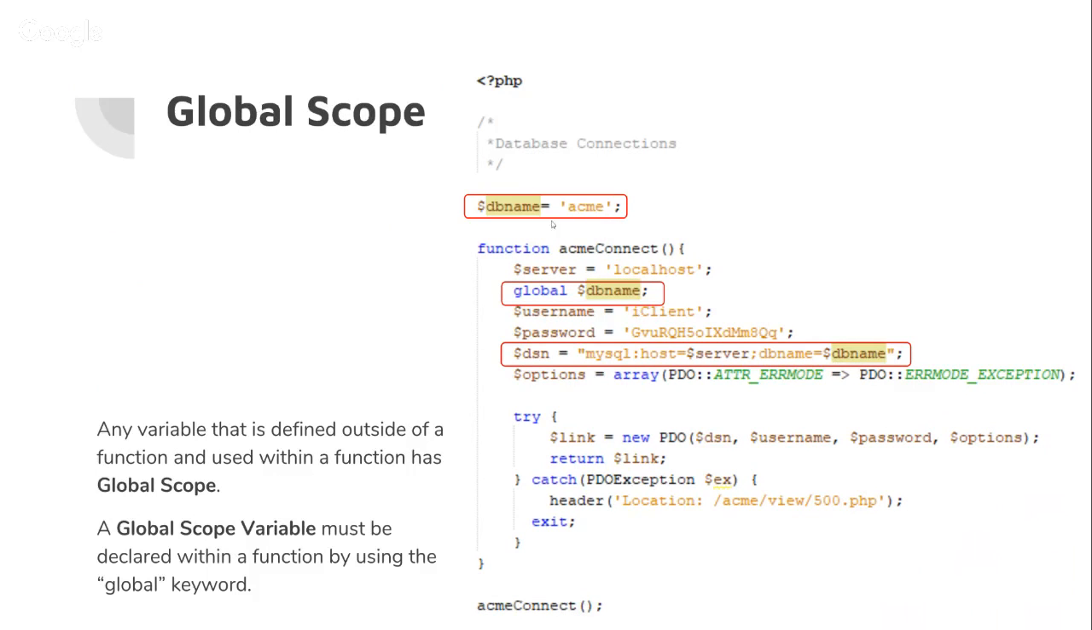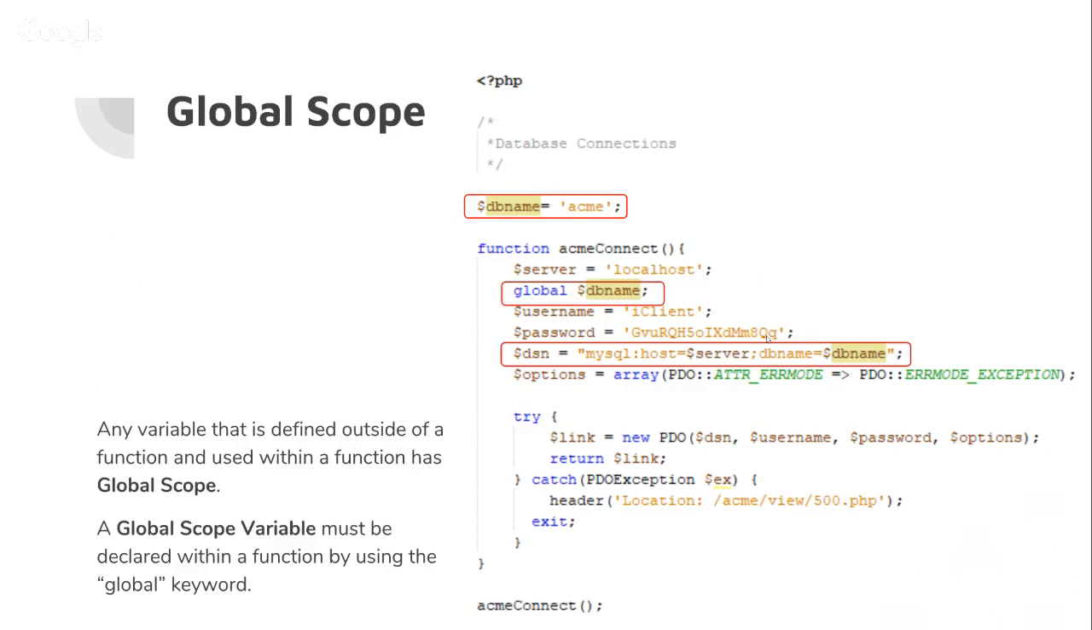Our second example is global scope. Any variable that is defined outside of a function and then used in a function has global scope. That global scope variable must be declared within a function by using the global keyword. So in the example, we see that outside of the function, we have dbName. It's defined, and then within the function, we use that keyword global. This pulls the dbName value into this function, allowing us to use it as the function is executed.